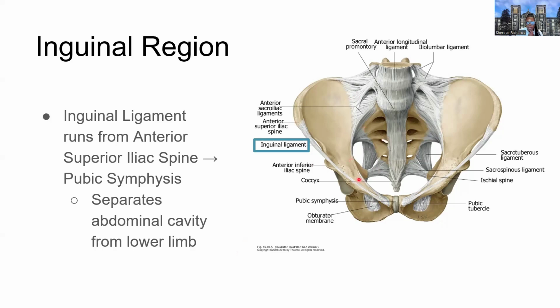So the inguinal ligament is running from the anterior superior iliac spine. This is one of the bony landmarks of the ilium bone. And then the attachment of that is going to be the pubis, so the pubic symphysis of the pubic bone. And this helps to separate, again, abdominal contents or abdominal cavity from the lower extremity. And we're going to have several vessels that actually pass under the inguinal ligament and make their way, such as the femoral artery, into the thigh.